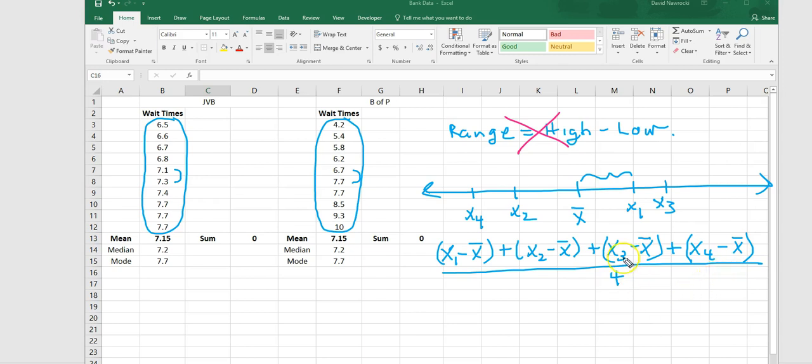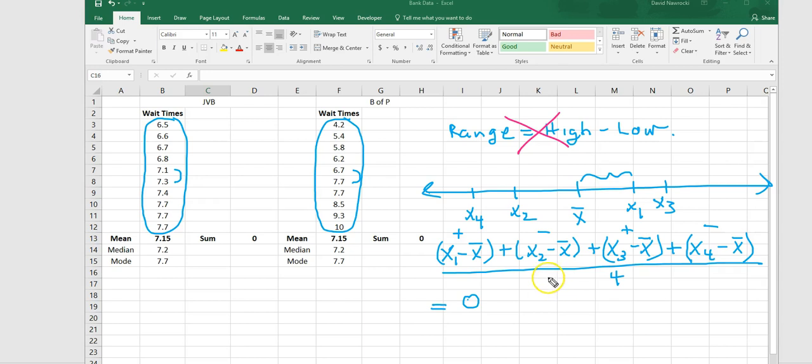Well, that's a valid attempt. However, you see the problem is this. Some of these numbers are positive, like this number would be positive because x1 is larger than x bar, but this number right here, x2 minus x bar, would be negative. This number would be positive, and this number would be negative. So you see, you're going to get cancellation. And in fact, it is a fact that this is always equal to 0. The numerator will always be 0 because you'll always have this cancellation. So this is not going to work.